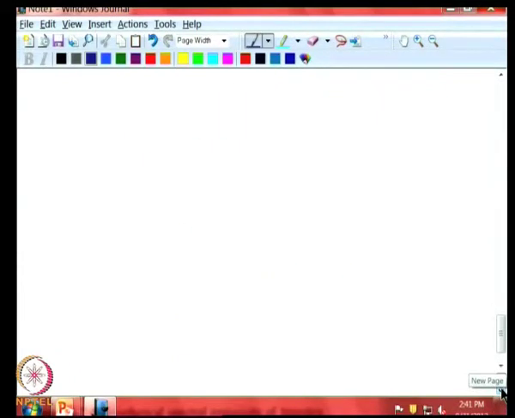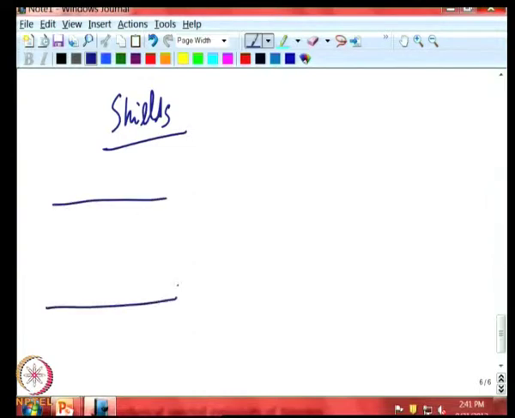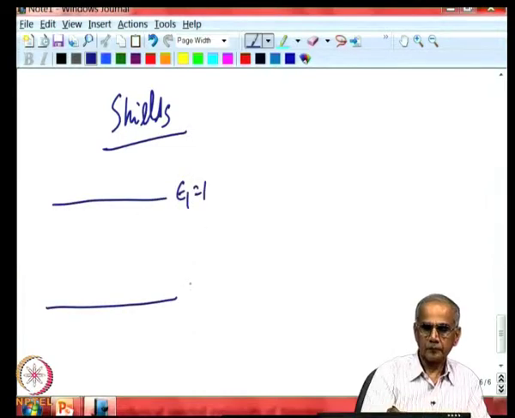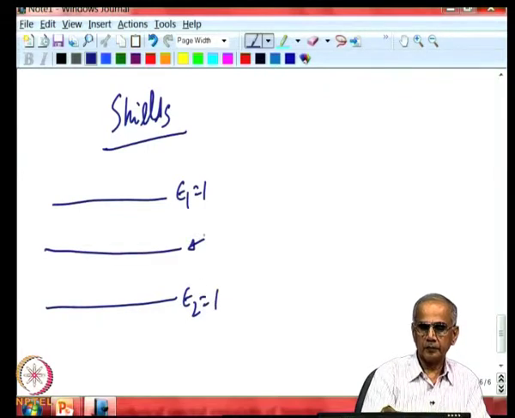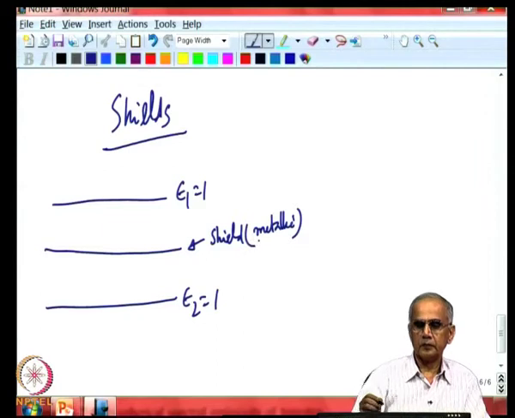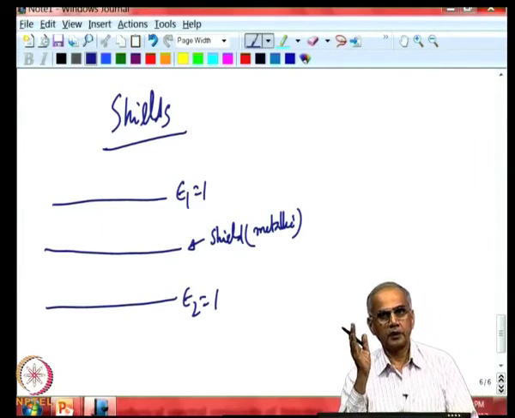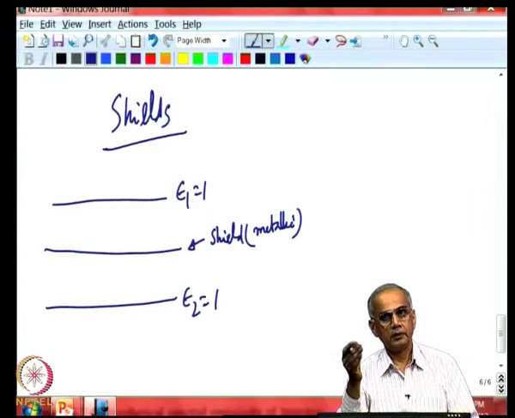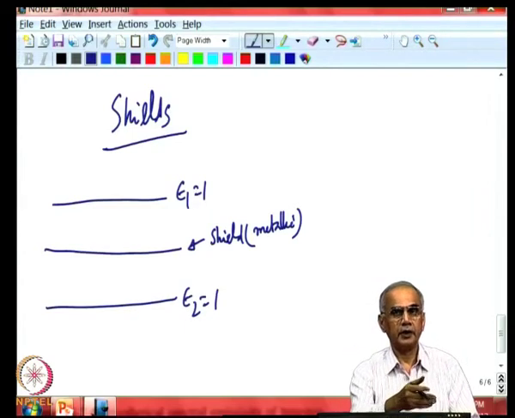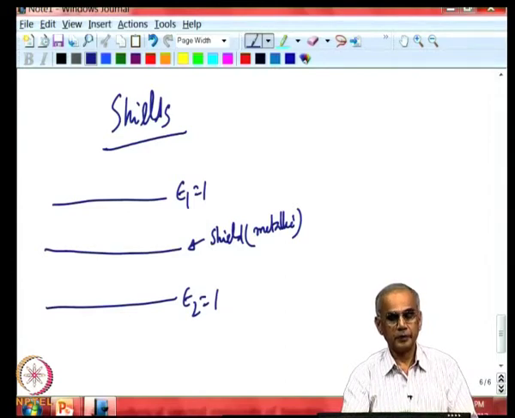Now, let us take one more example to illustrate this unusual behavior. Let us look at a shield. Suppose you have two black plates and you put a shield in between, which is metallic. Now, why would you put a metallic shield? Because we know that metals have the property of having low emissivity. So, they are good reflectors. So, they will reflect the radiation and hence reduce the emission.